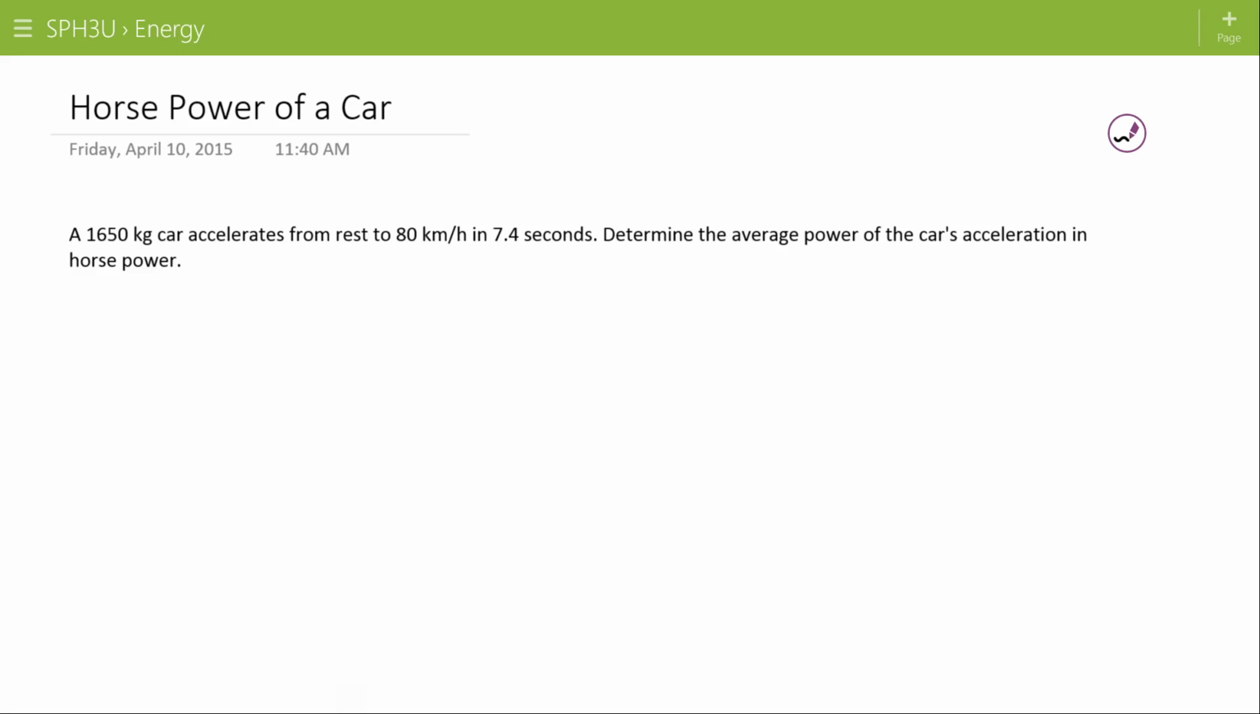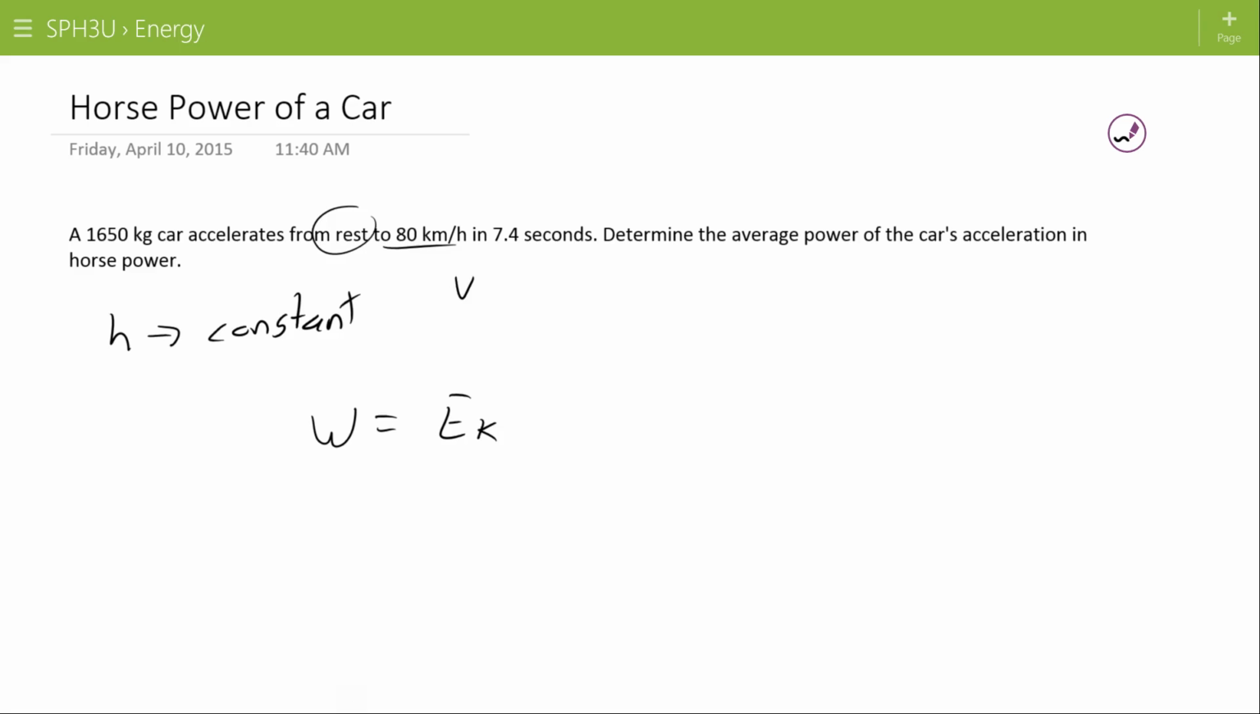So what we're assuming in this question is that the car is driving across level ground. It's going from, so the height is constant. That's the assumption that we're making. So it's going from rest to 80 kilometers an hour. So the work that's being done is an increase in kinetic energy.